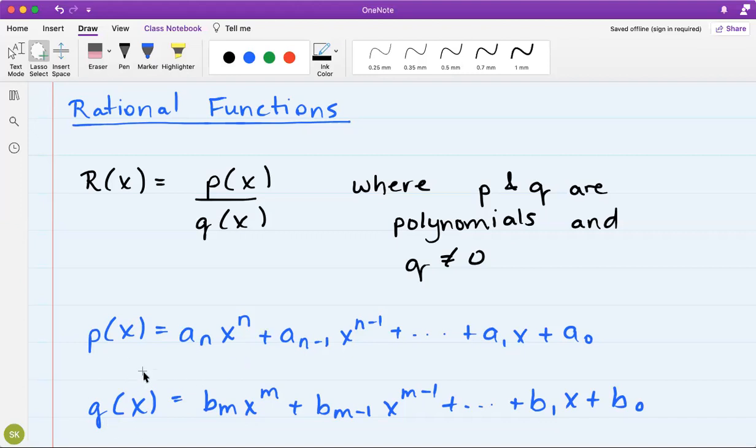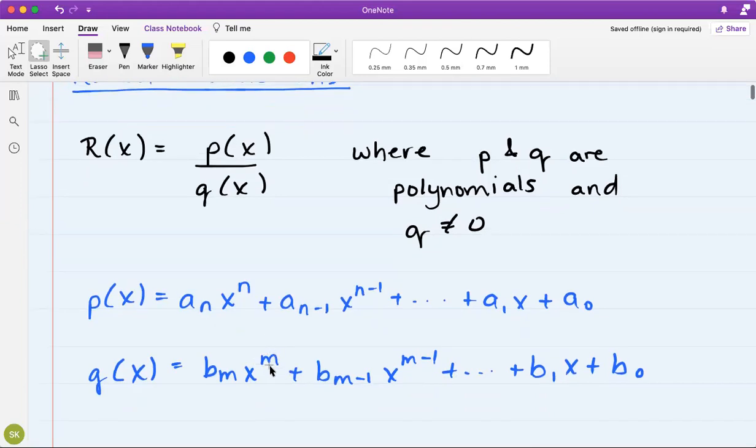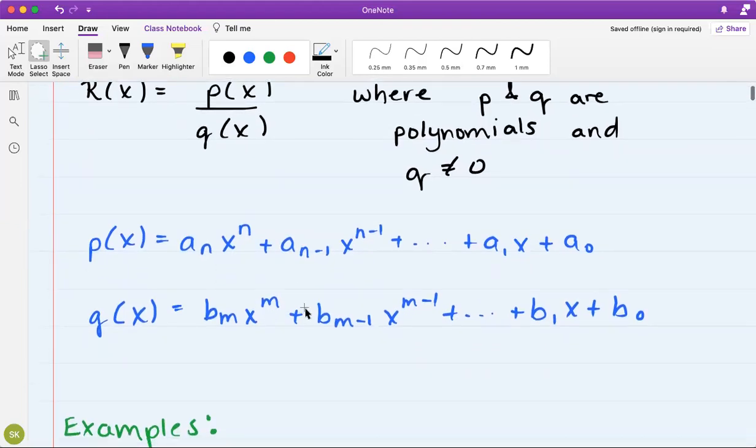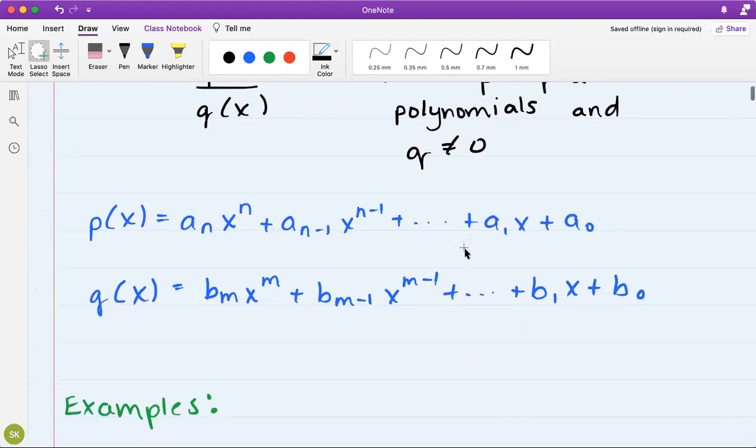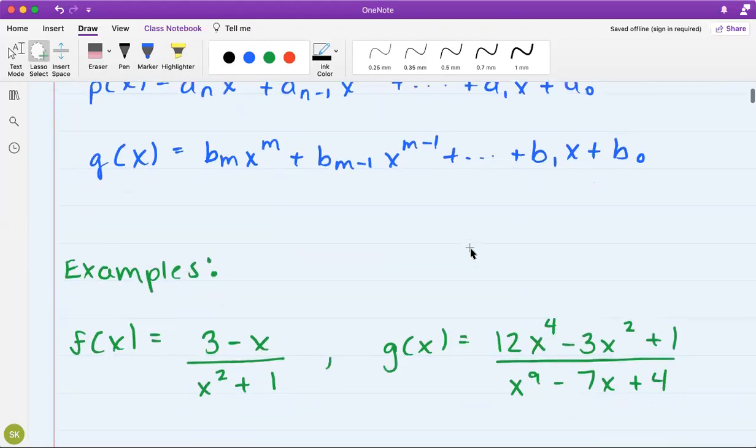Same thing for q. Q is also a polynomial. It just can't be the zero polynomial. It doesn't have to have the same degree as p. It can have a different degree. Again, these are all real numbers. And yeah, so this degree is a non-negative integer. So let's look at some examples of rational functions, just to get a feel of this.